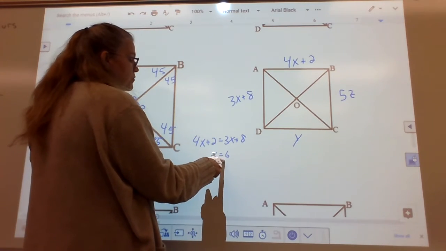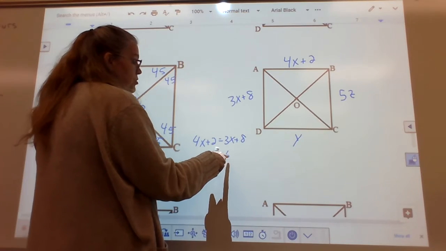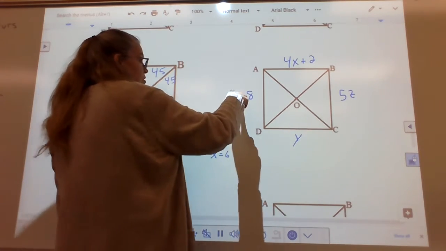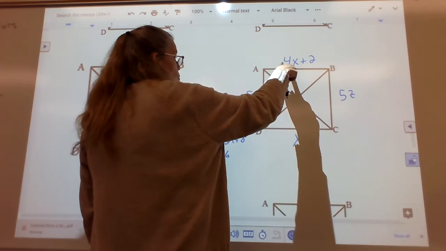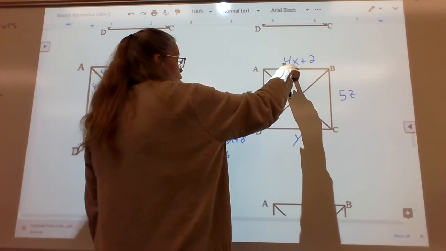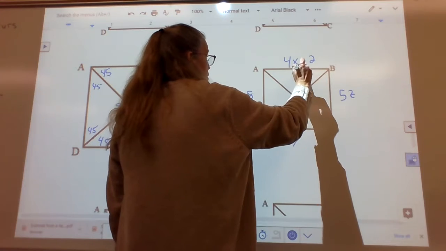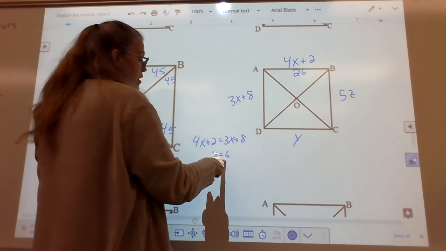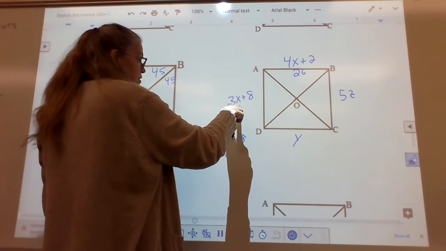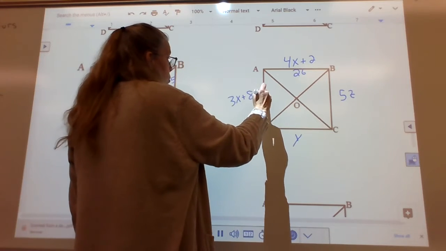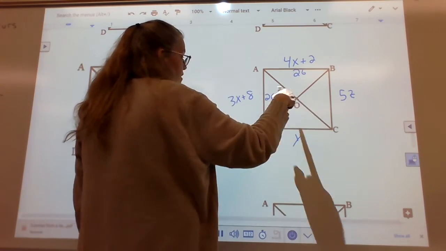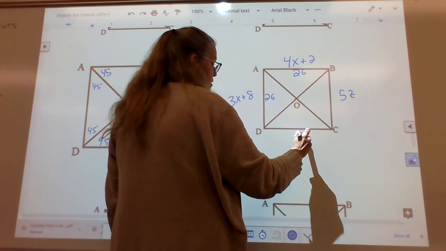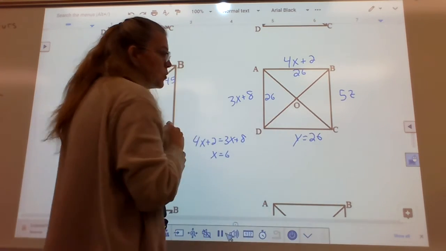Now, don't forget, you've got to plug that 6 back in. So the 6 is going to go back into the side. Doesn't matter which one you plug it into because they better give you the same number. So 4 times 6 is 24. 24 plus 2 is 26. So I get a 26 there. If I plug 6 into here, 3 times 6 is 18. 18 plus 8 is still 26. Well, if these two sides are 26, this side is 26. So I can just say y equals 26.